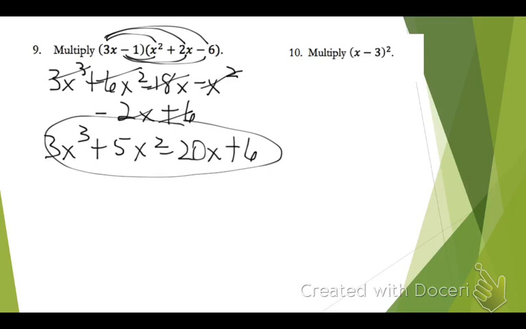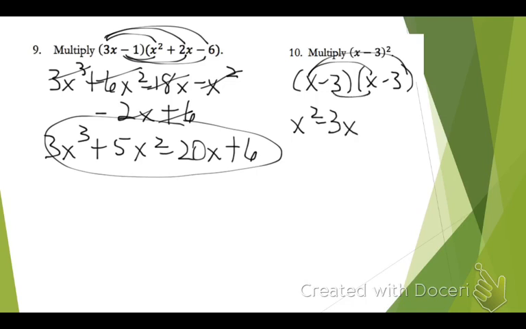On number 10, we're taking x minus 3 times itself. So just write it next to each other, and then let's just distribute. So we'll get x squared minus 3x, move to your second term, minus 3x, and then plus 9. So when we combine, we get x squared minus 6x plus 9.